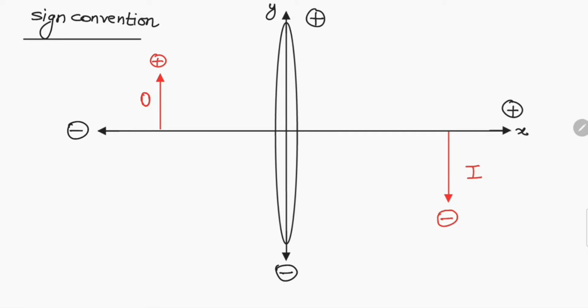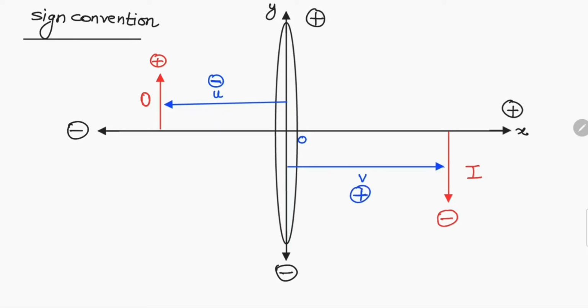Now let us talk about the distance. If I move from optical center towards the object, it is denoted by symbol U, the distance of the object from the lens, and we are going on the left hand side, so hence it will be always negative. Distance of the image from the lens is on the right hand side, so V will be positive. This is called as sign convention.